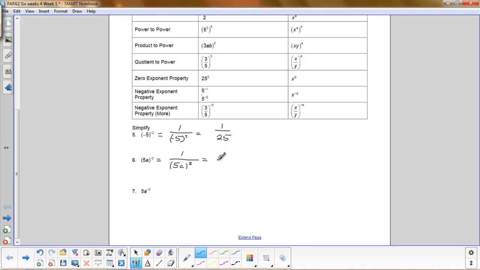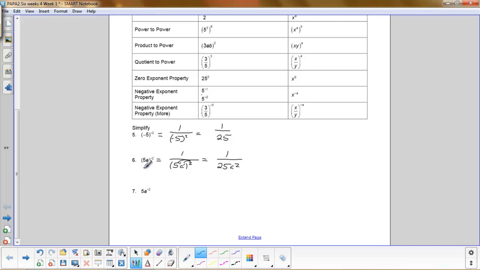The other thing that I want to incorporate here is the power to a power property. So what you're going to do here is you're going to multiply the number 2 to each one of the exponents on the inside of the parentheses. And that's going to be a 1 and a 1 respectively. So that's going to be 1 over 25a squared.